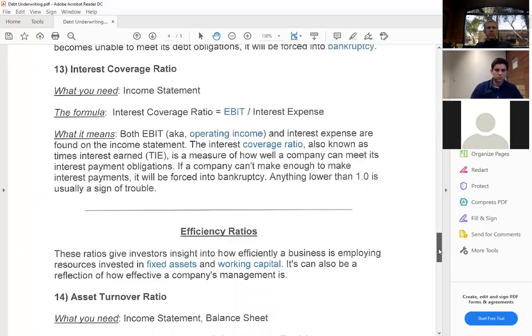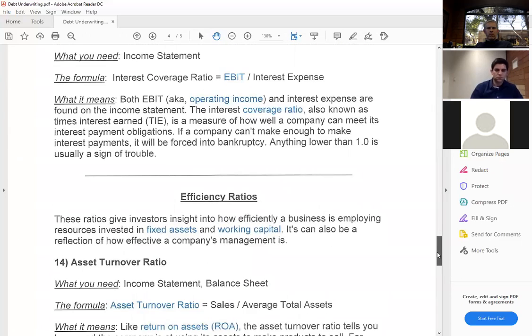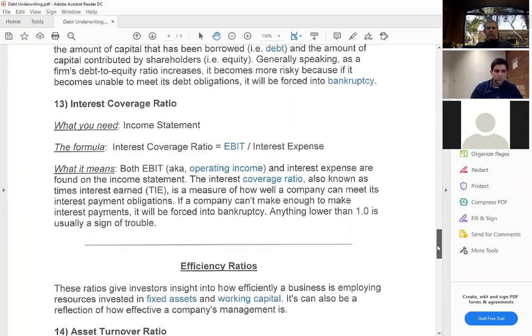What's the interest coverage ratio? Where are we at here? So the interest coverage ratio is EBIT, earnings before interest and taxes, divided by interest expense. What is that telling us? So times interest earned is a measure of how well the company can meet its interest obligations. So if their debt is bleeding them dry, essentially, and the cost of it.